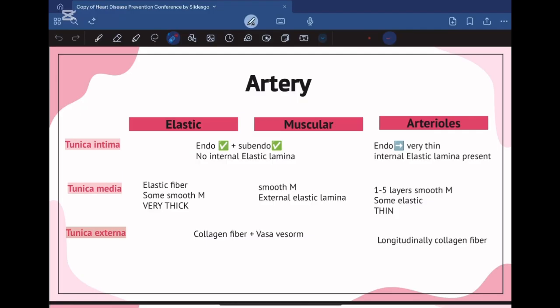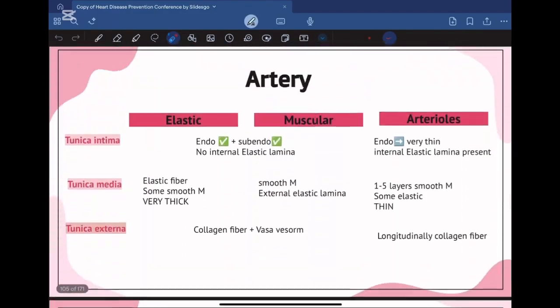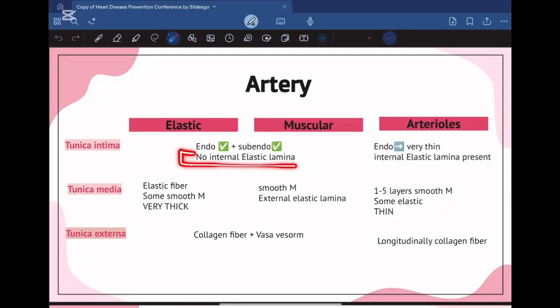Now for the elastic and muscular, both of them have a perfect endothelium and subendothelium, as we discussed here. All the layers are present, endothelium and subendothelium, but they have no internal elastic lamina. Okay, no internal elastic lamina. Now for the arterioles, the endothelium is thin because they are small arteries. Arterioles mean small arteries, but the internal elastic lamina will be present there.